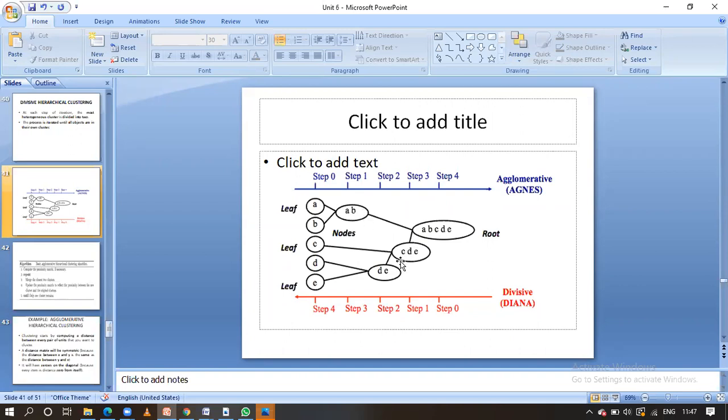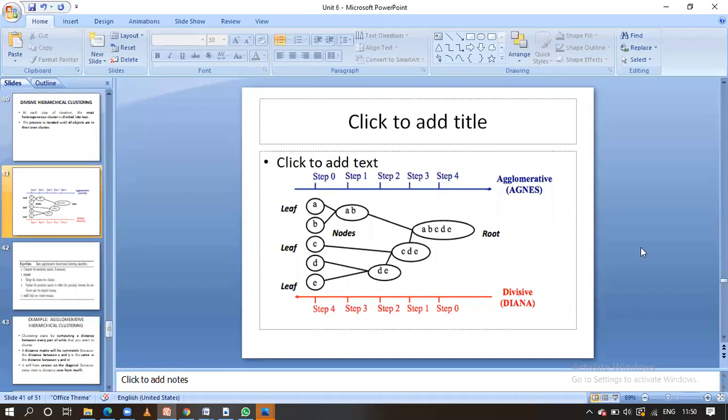Likewise, CDE is divided again, and finally AB is divided into A and B as individual clusters. In the last step of divisive hierarchical clustering, we have separate objects. Each object is in its own separate cluster. That is divisive hierarchical clustering. That is why we call it a top-down approach, starting from the root node and ending at the leaf nodes. This is the diagrammatic representation for agglomerative and divisive hierarchical clustering. All of you write down this diagram.